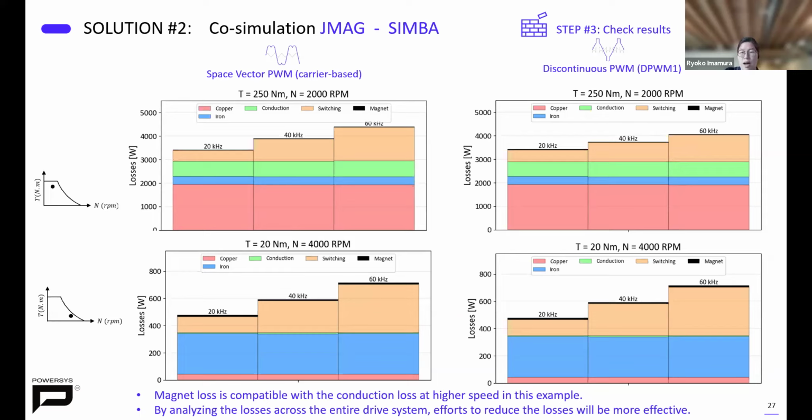And when we analyze losses across a full system, motor plus inverter, we can better target where to optimize. This view is essential for EV powertrain engineers trying to reduce heat generation, improve range, or select a cooling strategy. This motor-inverter coupled simulation in SIMBA, powered by JMAG, will enable you to smoothly identify those components that need to be optimized.